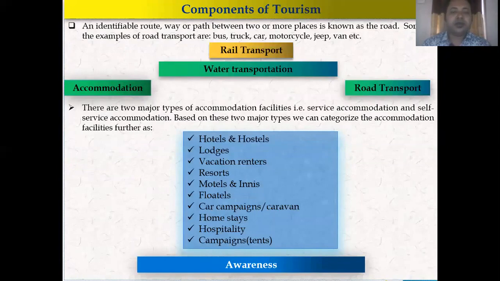In the components of tourism, we will also see here rail transport, water transport, accommodation, road transport. Rail transport is a very popular transport in our country, and water transport is also popular. We had a good history over water transportation, and day by day our water transportation is developing. Like if we see Cox's Bazar, different types of ships or cruises are providing services to go to Saint Martin Island. In this way our water transportation is developing day by day.